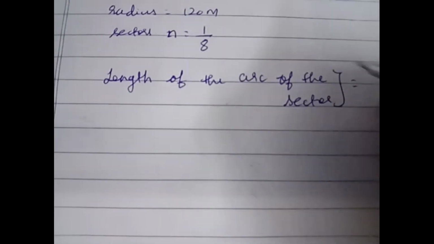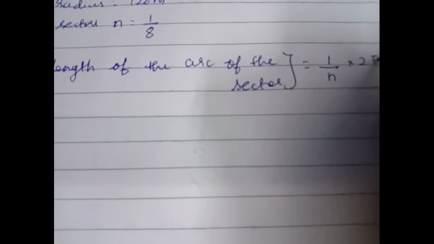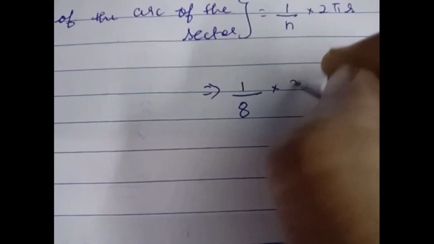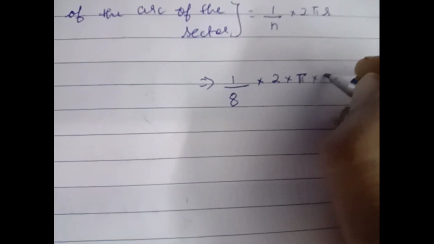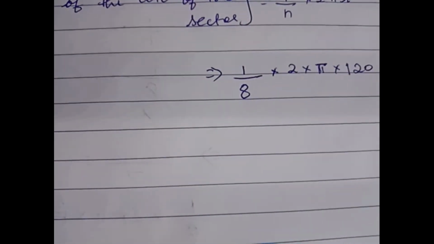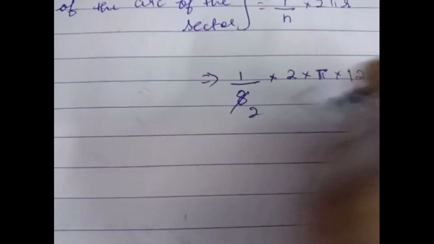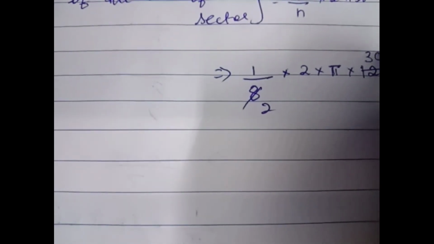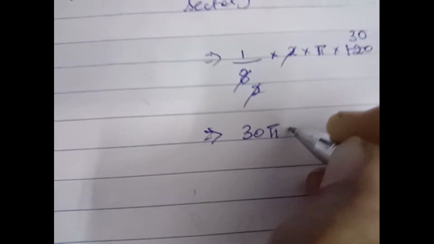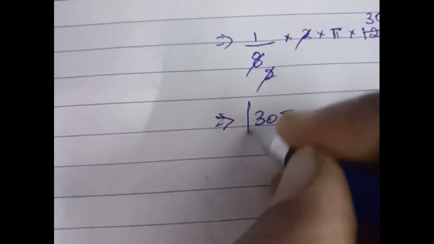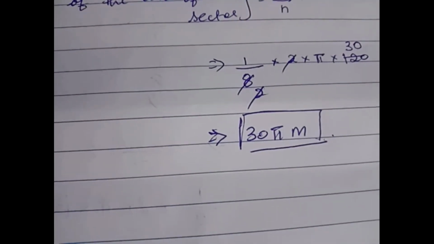which is equal to, if they given n value, the formula is 1 by n into 2 pi r. 1 by n value is 8, substitute in the place of n, into 2 into pi, write it as it is, into 120. So in 4 table, 4 2s are 8, 4 3s are 12, then 0. 2 and 2 cancel. Answer is 30 pi meter. The length of the arc of the sector is 30 pi meter.